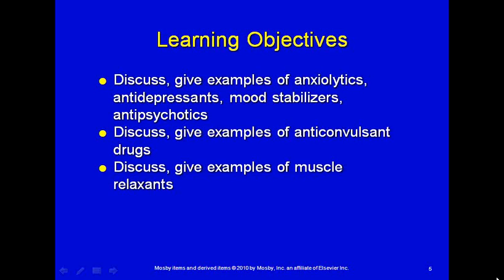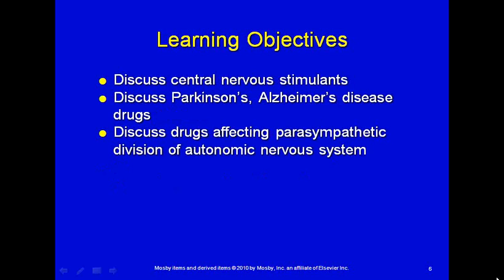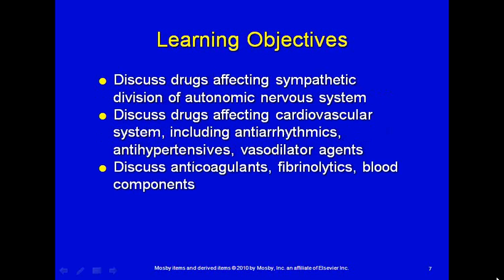We'll discuss and give examples of anticonvulsant drugs used for seizures. We'll discuss and give examples of muscle relaxers. We'll look at central nervous stimulants. We'll discuss meds used to treat Parkinson's and Alzheimer's. We'll discuss drugs affecting the parasympathetic division of the autonomic nervous system, or the feed and breed, or the cholinergic nervous system. We'll discuss drugs that affect the sympathetic division of the autonomic nervous system, or the fight or flight nervous system, the adrenergic nervous system.